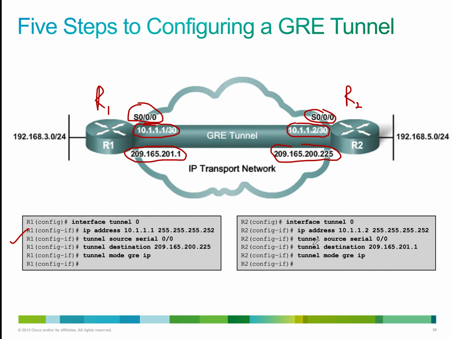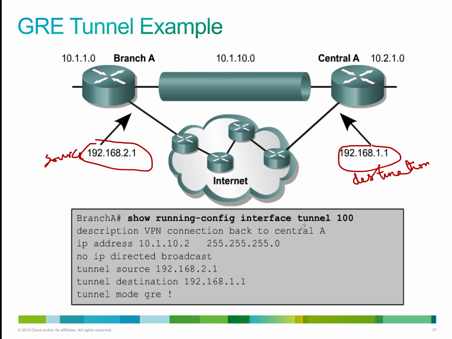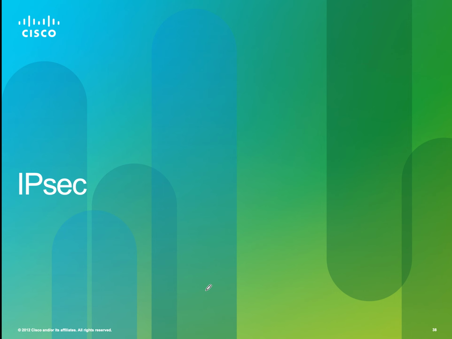You do the same for router 2. It's just that when you are doing it for router 2, you put the destination as router 1. Is that okay? So, tunnel GRE example. Here is the example, just to check what you've done. This is the tunnel to pass through the public internet. This is branch A, the head office probably. So you say on branch A, show running-config interface. What we just did, it will display all that you have configured.